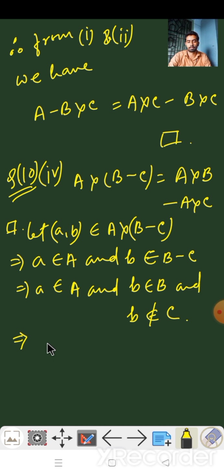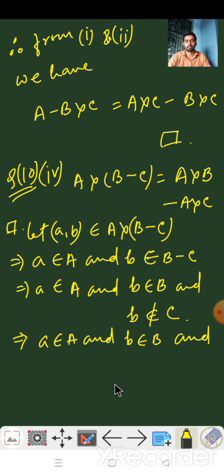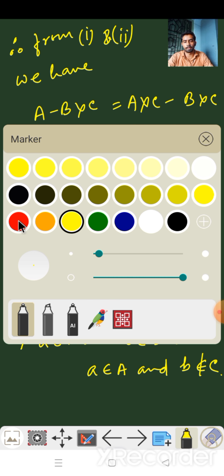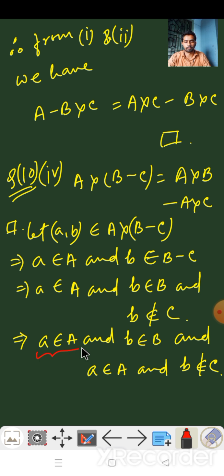which implies small b belongs to capital B and small b does not belong to capital C, which implies a belongs to capital A and b belongs to capital B and small a belongs to capital A and small b does not belong to capital C. So we copy small a belongs to capital A here. This portion we have copied and pasted here. The other two portions are same.